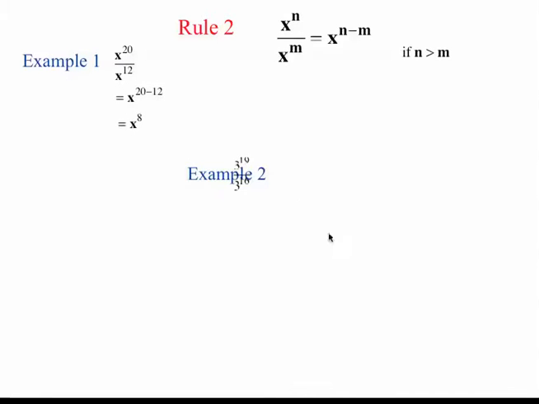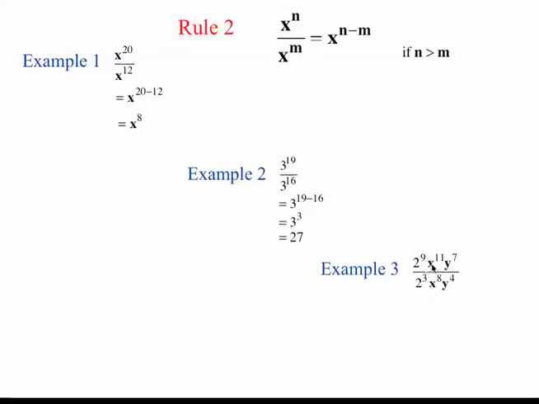Okay, example 2. 3 to the 19 divided by 3 to the 16, subtract the exponents, 19 take away 16, put the answer on the top, 3 to the power of 3, which is 27.